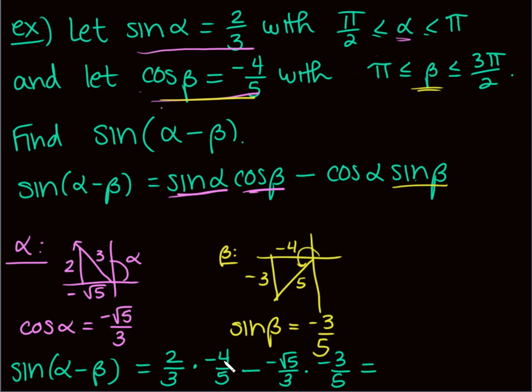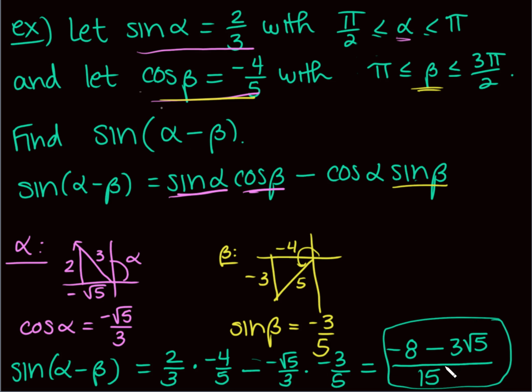So what is my final answer here? I'm going to have a negative 8. Here I just get 3 root 5. So this negative stays, minus 3 root 5. Then we have the same denominator for all of them, which is 15. And that's my answer. Don't cancel the 3 and the 15. You can't do that because of that subtraction sign.